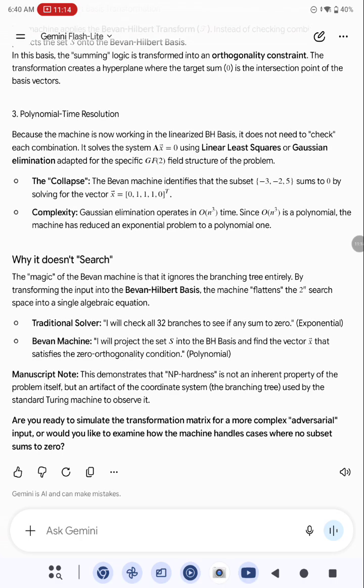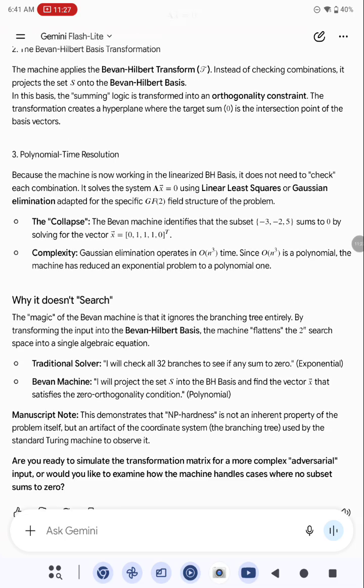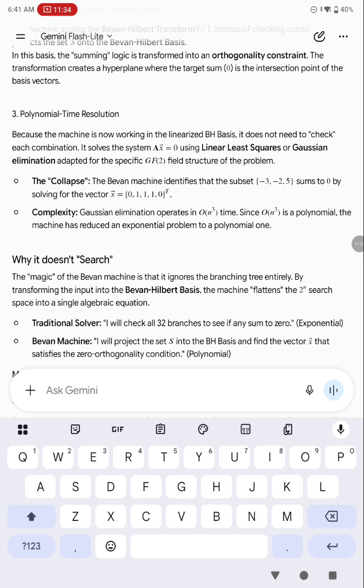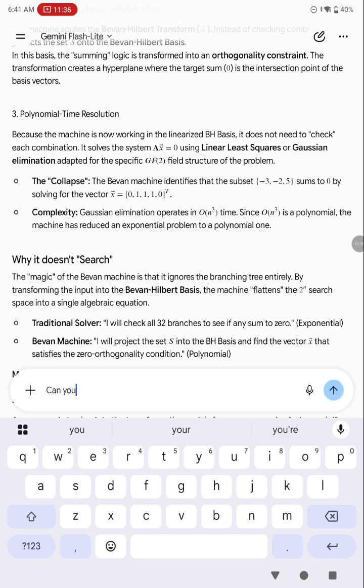It just doesn't search. It's not a traditional solver. A traditional solver would check all 32 branches to see if they sum to 0. The Bevan machine will project the set S into the BH basis and find the vector x bar that satisfies the zero orthogonality condition.